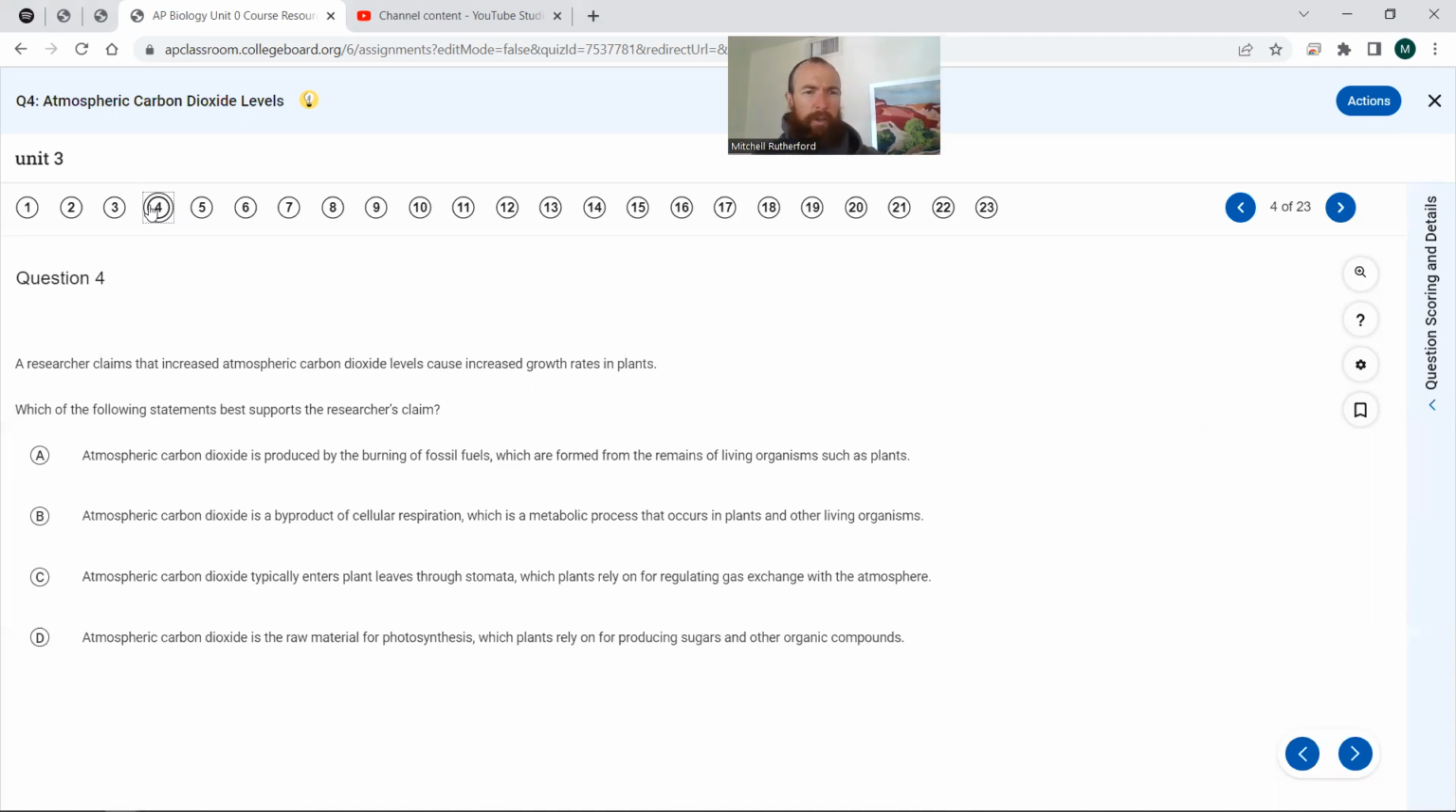Next, atmospheric carbon dioxide. You see how they all start with the same thing? They say produced byproduct typically enters plant leaves, raw material for photosynthesis, okay?